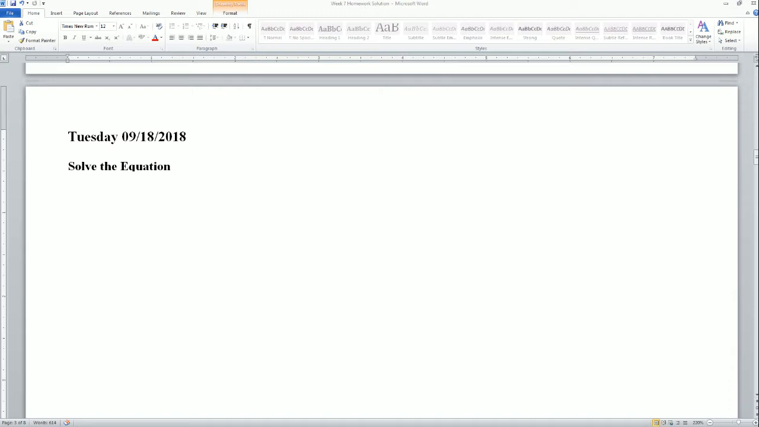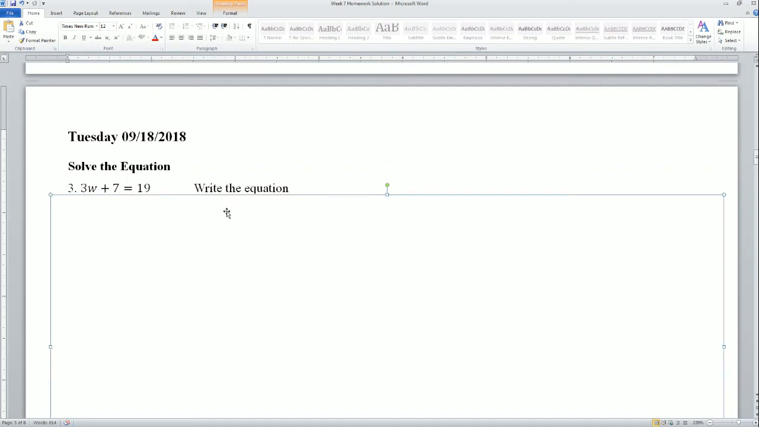Okay. So all these instructions just ask us to solve for the equation. These are all multiple step equations. My first one, 3w plus 7 is equal to 19.